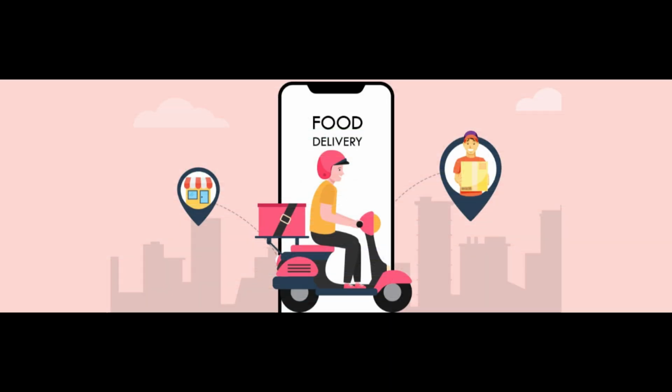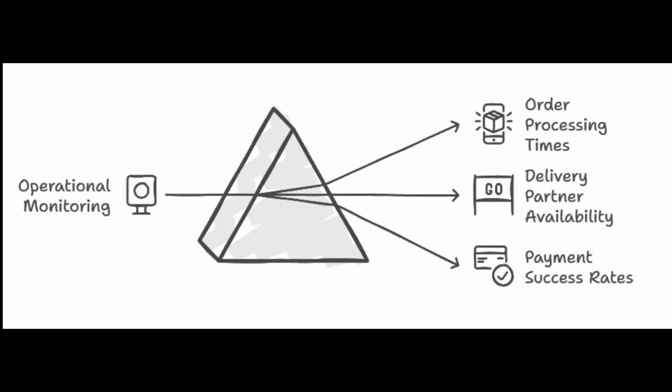Now, the most favorite one, food delivery apps. Ever wondered how Swiggy or Zomato manage thousands of orders during peak hours? They constantly monitor the order processing times, delivery partner availability, and payment success rates. If they notice some unusual scenario, like a high number of failed payments or failed orders, the system triggers an alert, and the alert goes out to fix the issue before it impacts too many users.